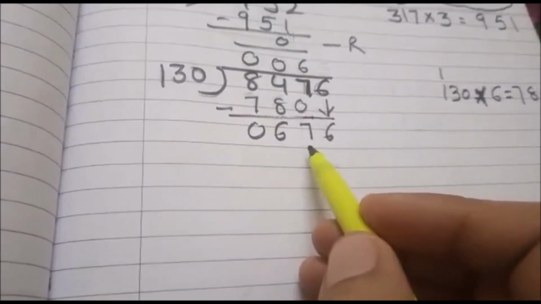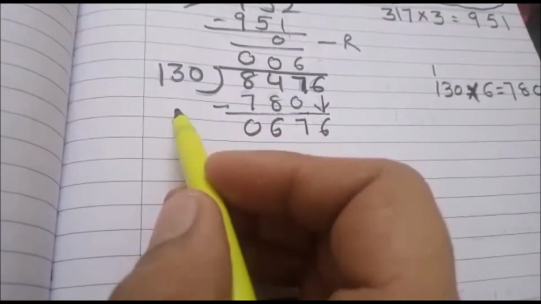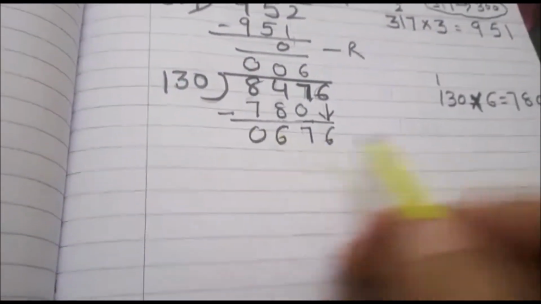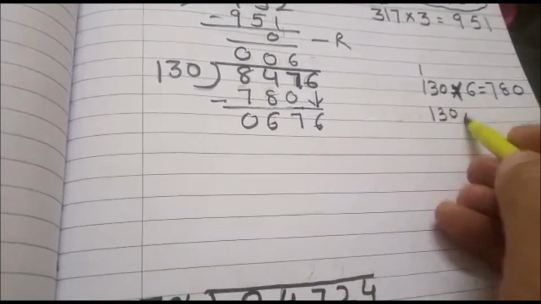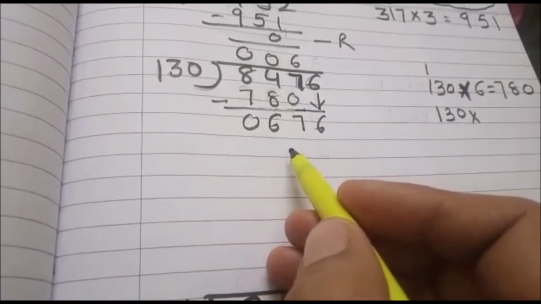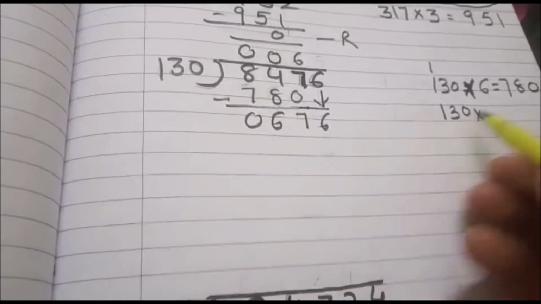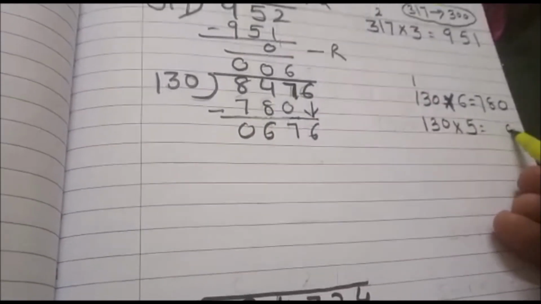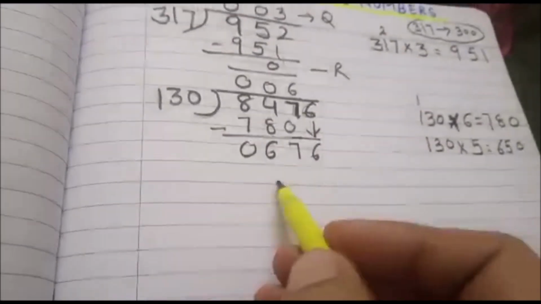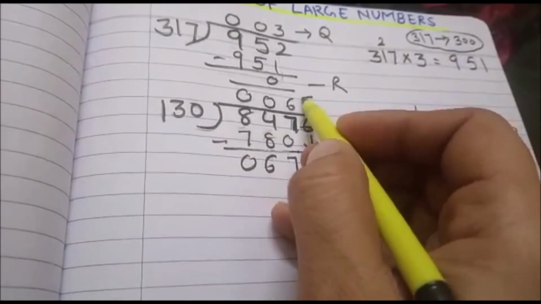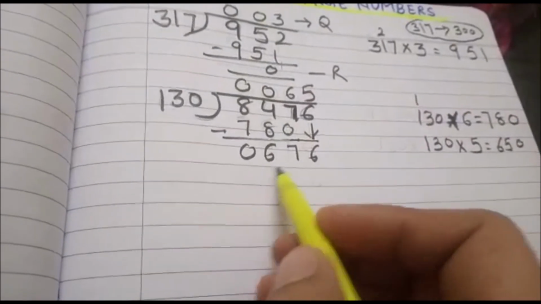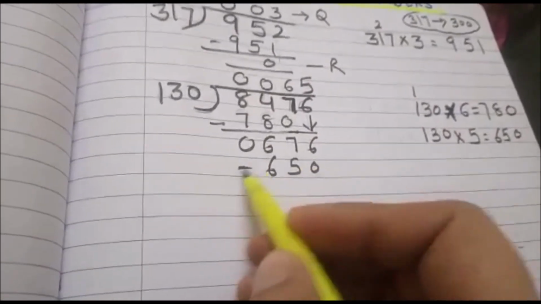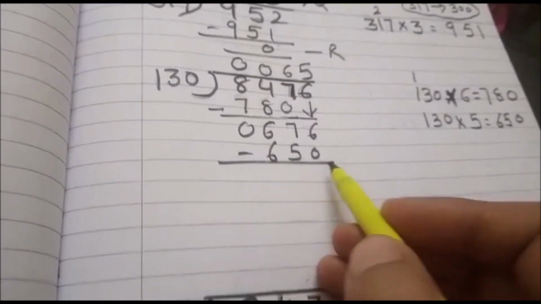Now we have to divide 676 by 130. That means find the multiple of 130 nearest to this number. So 13 5s are 65, we know. We can multiply it if we don't know the table. So over 6 we will write quotient as 5, and here 650 will be written.